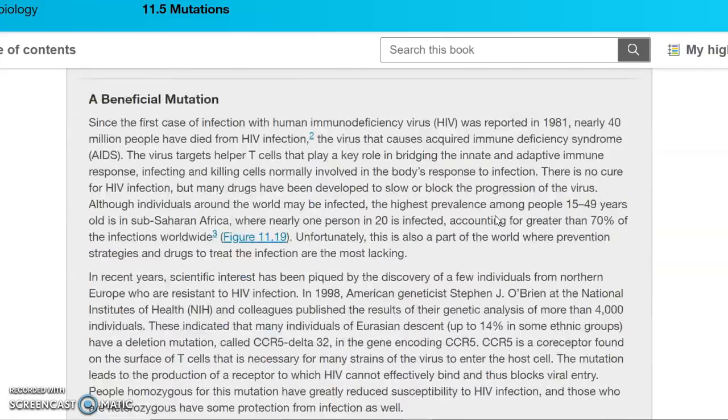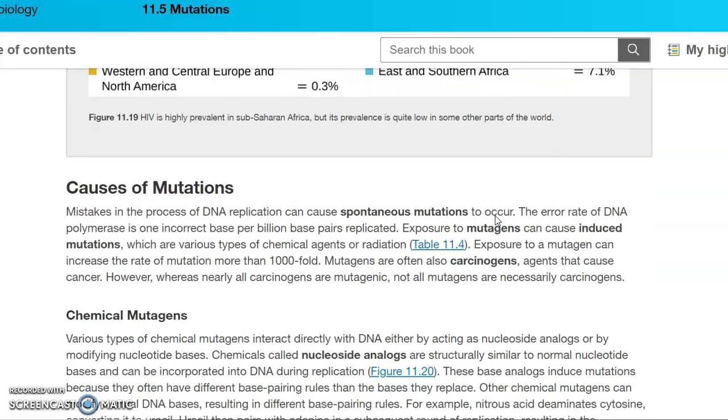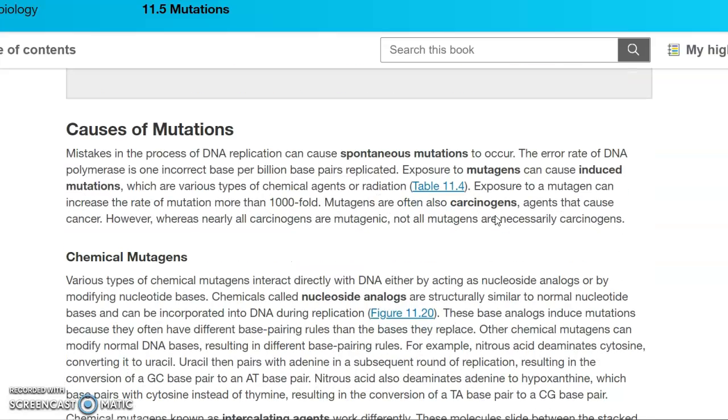Now, sometimes we can get beneficial mutations. Not all mutations are bad. Sometimes something happens and an individual gets a mutation that turns out to be beneficial in its environment. That organism survives and passes on that mutation to future offspring.